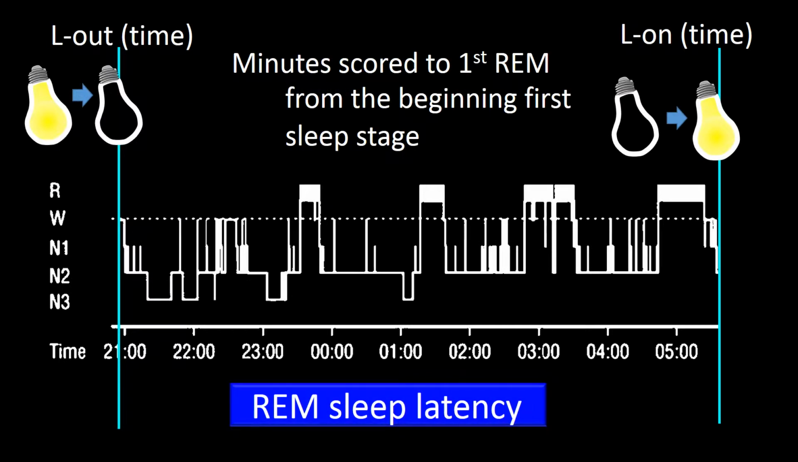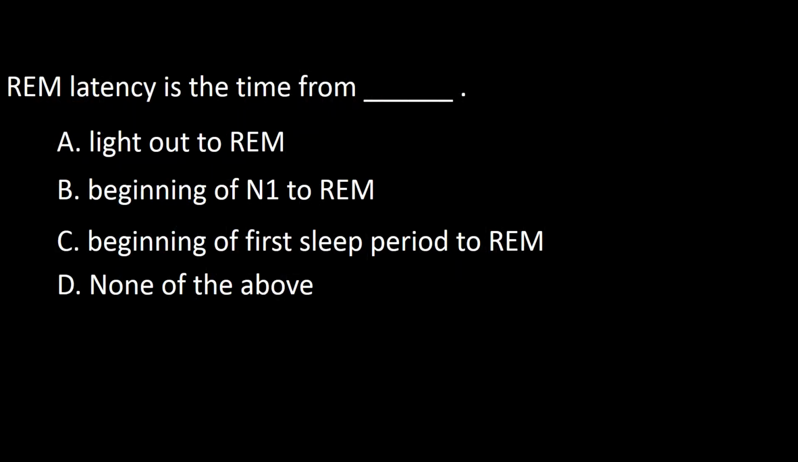The term REM latency or stage REM latency refers to minutes scored from the beginning of the first sleep period to the beginning of REM sleep. In this case, REM latency is scored from the beginning of N1. In this case, since the first sleep stage achieved was N2, REM latency is scored from N2 to the beginning of REM. So the answer to this question is C.